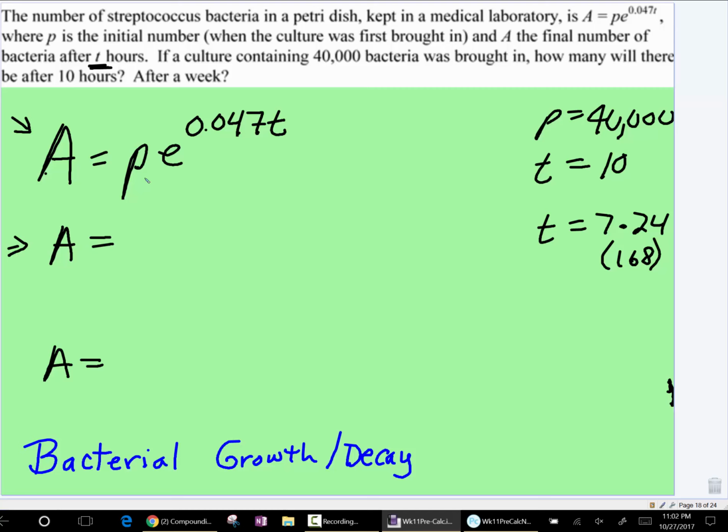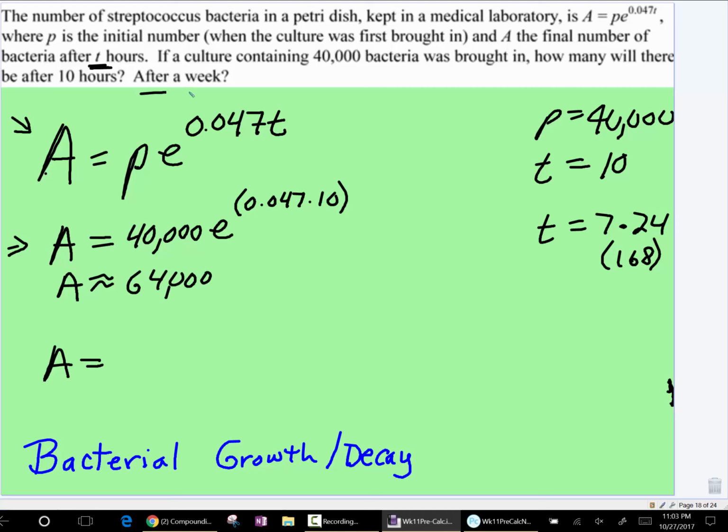So we're going to use this formula, P is 40,000 times e to the 0.047 times 10. You can plug that into your calculator. 40,000, second ln, 0.047 times 10, close parentheses. And that is about 64,000 bacteria after 10 hours.